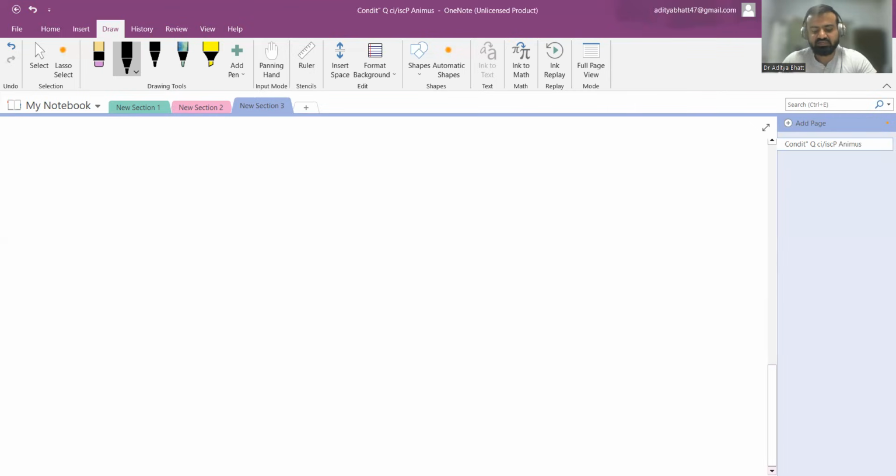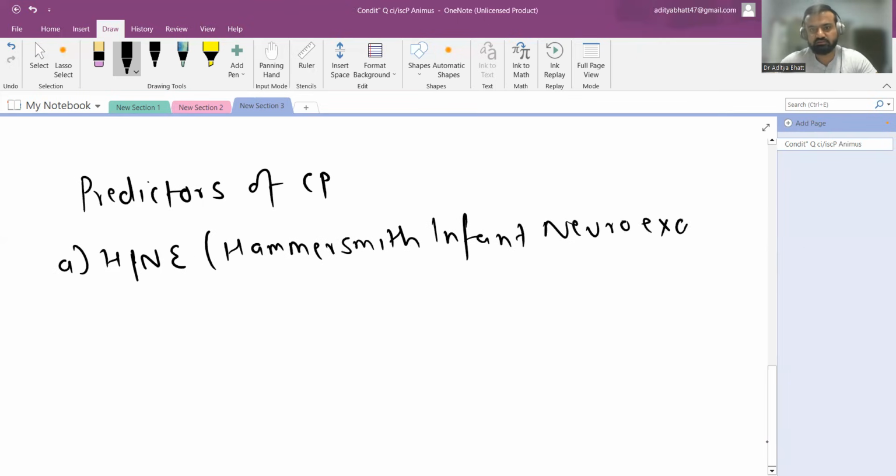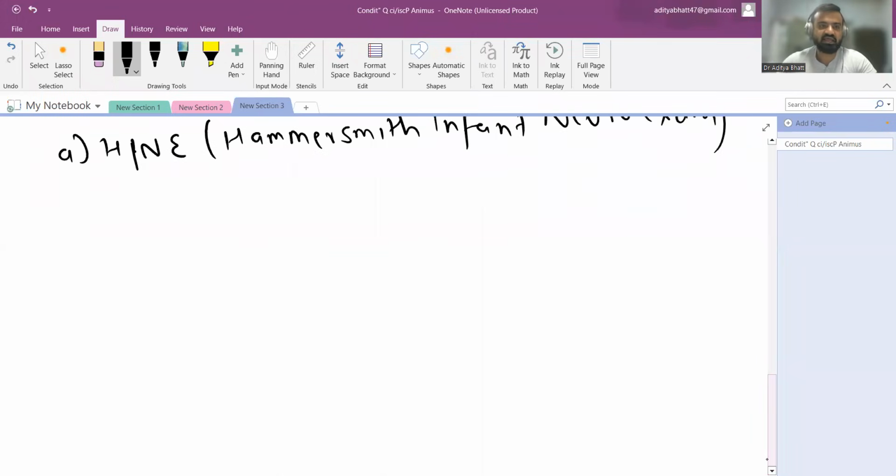Okay, so next is what are the predictors? Predictors of CP. What are the early predictors of CP? First is HINE. What is HINE? Hammersmith Infant Neurological Examination. Okay, we will study HINE in detail. Okay, then the second is the Amiel-Tison scale. Okay, there are muscle angles also, Amiel-Tison.